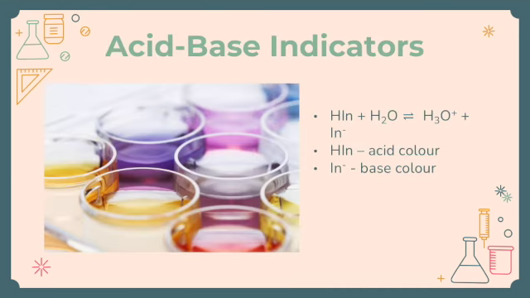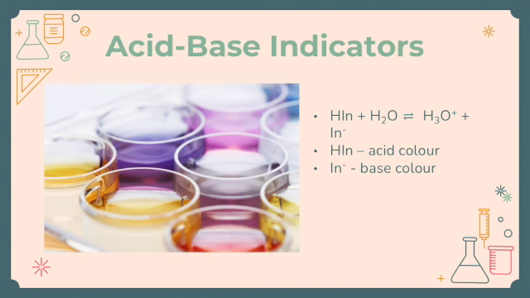Indicators are very commonly used in acid-base chemistry to show changes in pH levels. They display different colors in acidic or basic conditions. So the symbolic representation of indicators is given by the equation HIn in water is in equilibrium with H3O+ and In-, where HIn is the acid color and In- is the base color.